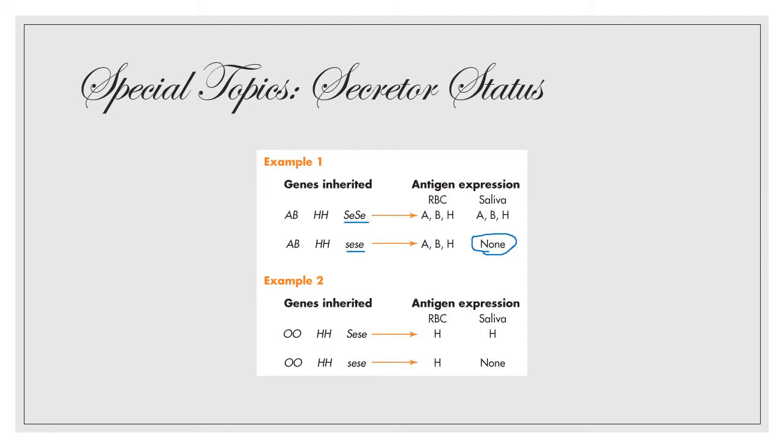Take the person who is blood type O. Remember, O does not have A and B antigens. Therefore, in the presence of H, you're only going to see the H antigen, and you're going to see the H in the saliva if the person is a secretor. And then on the next one, you're not going to see H in the saliva if the person is a non-secretor.